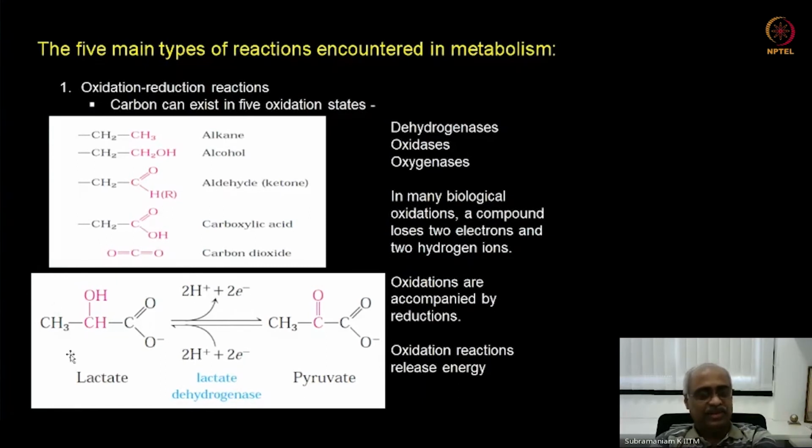For example, if you look here, lactate, lactic acid present in milk, can lose 2 protons and 2 electrons, that is 2 hydrogen atoms, simultaneously. This is characteristic again of oxidation reduction reactions in biology. Usually the oxidation reactions in biology lose a pair of electrons and protons simultaneously, meaning 2 hydrogen atoms are simultaneously lost, as shown here. Okay, 2 protons and 2 electrons.